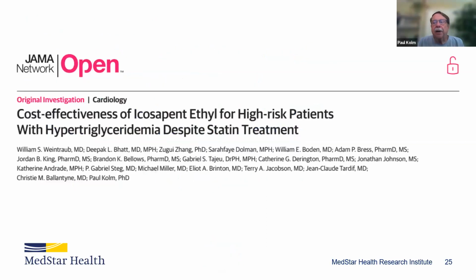So I want to then share a study that we did, a cost effectiveness study, to show you how this is actually presented when you publish it. And so this is the study looking at the cost effectiveness of icosapent ethyl, or IPE for short, for patients with hyperglycemia that are taking statins. And this was published early, I think, last year, 2022.